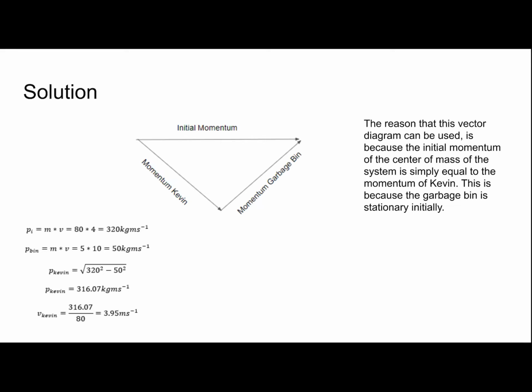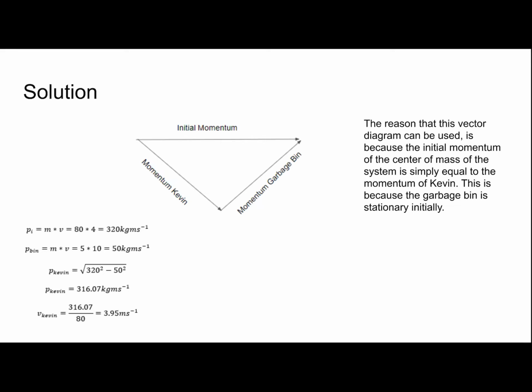So in this case, our initial momentum is equal to the mass of Kevin times the velocity of Kevin. That is 80 times 4, which is 320 kilogram meters per second. We know that the magnitude of the momentum of the garbage bin is equal to its mass times its velocity, which is 50 kilogram meters per second.